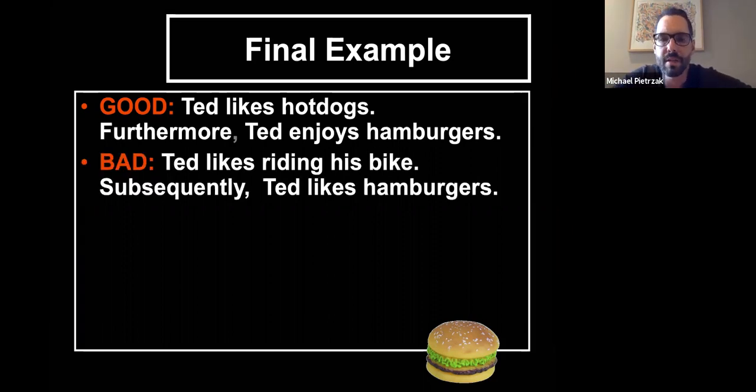Now, it's not a good example to say something like this. Ted likes riding his bike. Subsequently, Ted likes hamburgers. What do bikes and hamburgers have in common? I'm sure that's the start of some really great joke, but I don't know the answer. It's not connected, right? So we can't say subsequently because, okay, sure, we're talking about what he likes, but there's no real logical connection between bikes and hamburgers. So the subsequently here is like the bone in the throat. It's sticking. We're tripping up on it.